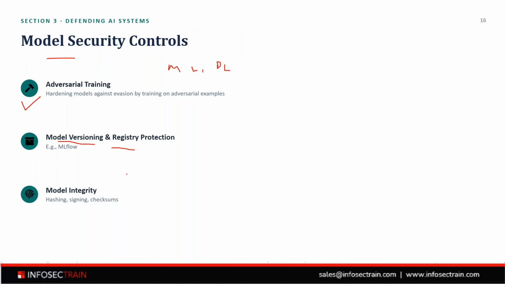Okay, and to see that no one is making any unauthorized changes to your models, right? So you know the CIA triad: confidentiality, integrity, availability. So in that integrity, hashing is a very important security control that we have. Okay, so same for model integrity, we go for hashing, model signing, and the checksums that are there.